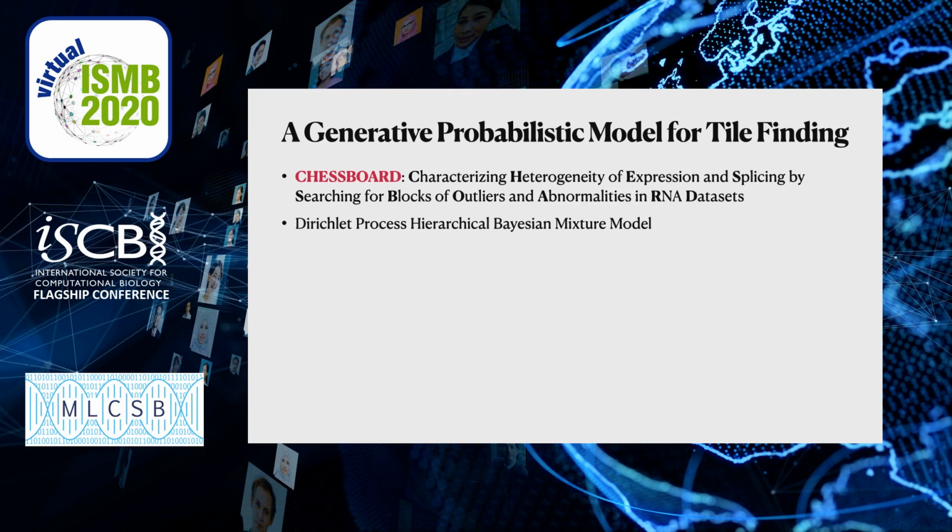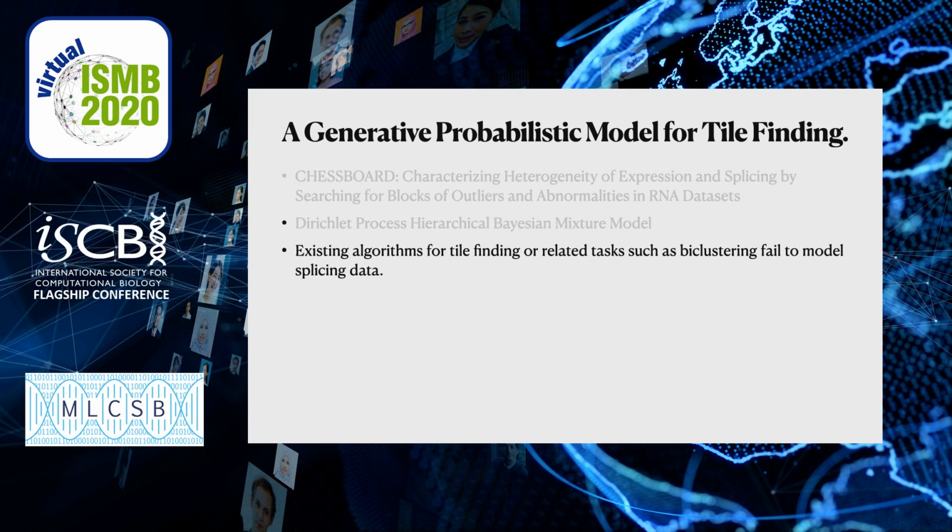To solve this problem, we proposed a generative probabilistic model for tile finding called Chessboard, which stands for characterizing the heterogeneity of expression and splicing by searching for blocks of outliers and abnormalities in RNA datasets. Chessboard is a Dirichlet process mixture model, which uses non-parametric Bayesian techniques that don't require a priori knowledge of the number of tiles. Now, although similar algorithms exist for related tasks, they all fail to correctly model splicing data.